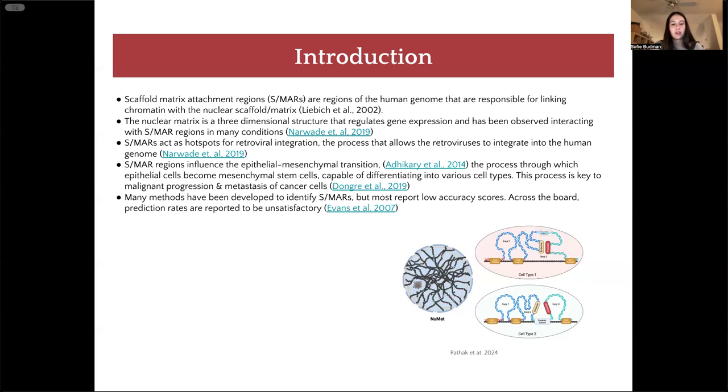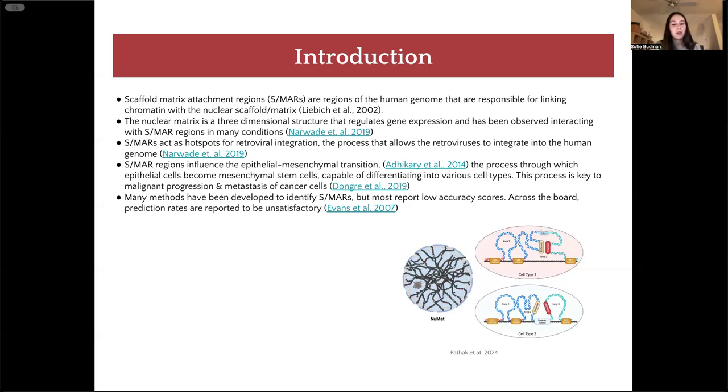SMARs have also been shown to influence epithelial-mesenchymal transition, or EMT, which is the process in which epithelial cells acquire migratory and stem cell-like properties. This is a crucial step in malignant progression and the spread of cancers, including breast and pancreatic cancer, as shown by Adhikari et al. 2014 and Dongre et al.